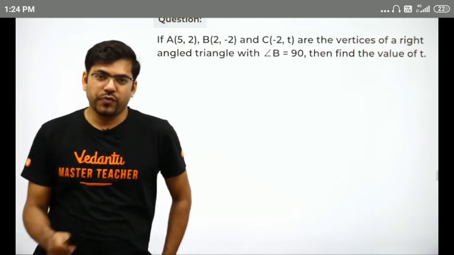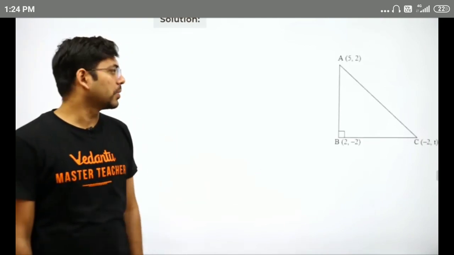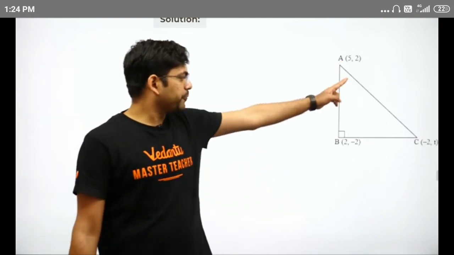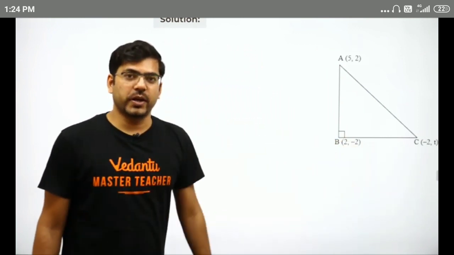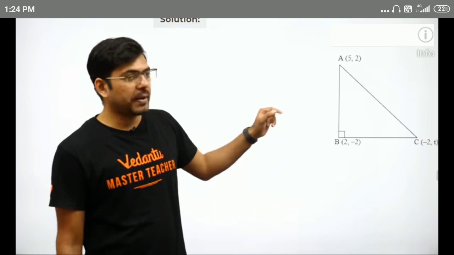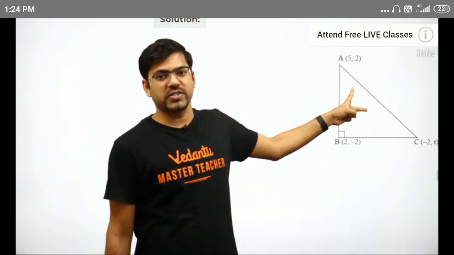Now, so first of all you will draw a triangle. Let us see the diagram. So A is there, B is there, and C is there. Now angle B is 90 degree, okay? So angle B is 90 degree, so you will apply Pythagoras theorem. AB square plus BC square is equal to AC square.